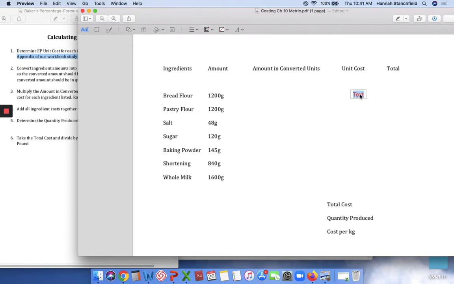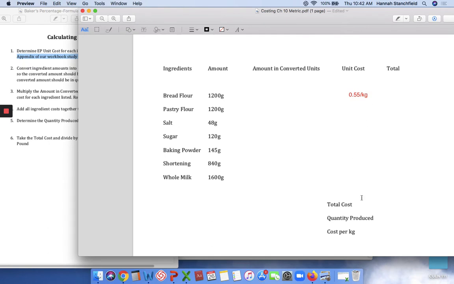Okay, so in the back of the book, our EP unit cost for our bread flour is 55 cents per kilogram. The reason we're finding this unit cost first is so that we can find out how we're purchasing our items. If our bread flour is purchased using kilograms, that means that my amount needs to be in kilograms so that I can find my total cost. So I'll go ahead and fill in all of my unit costs first.